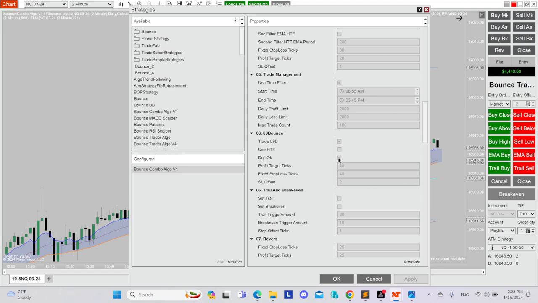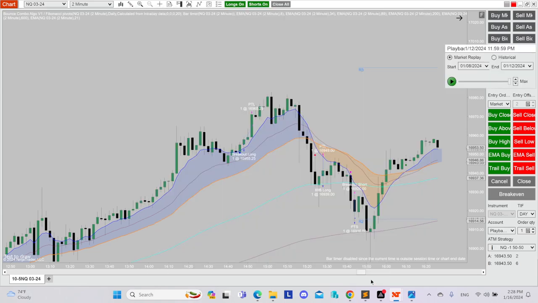Doji, you want to keep it on because if this bar, see how this is a bullish bar, but sometimes it's just a doji here. So if you want that doji, if you still want to open the trade, then you keep that mark as checked.